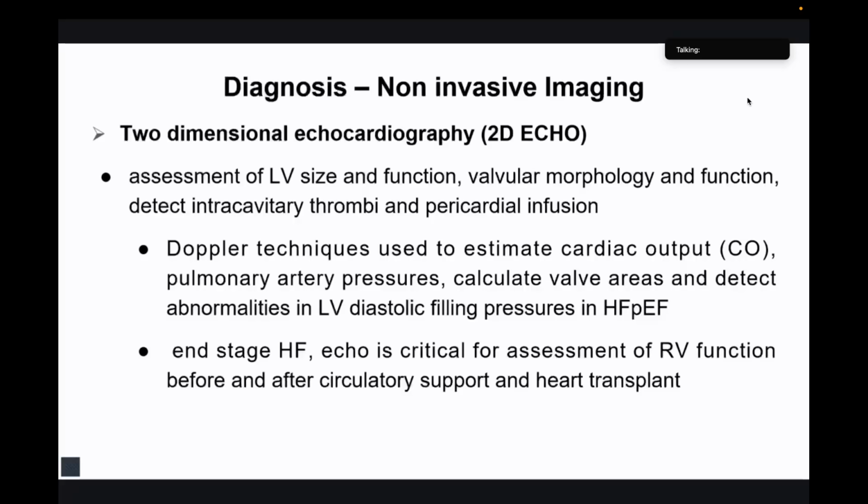For patients with end-stage heart failure, the echo is critical for the assessment of the right ventricular function before and after circulatory support and heart transplant.